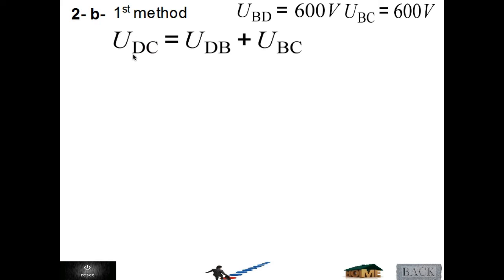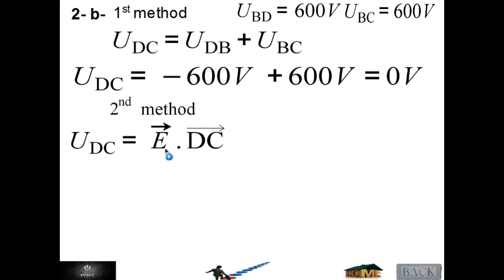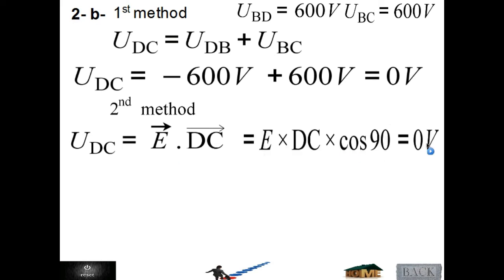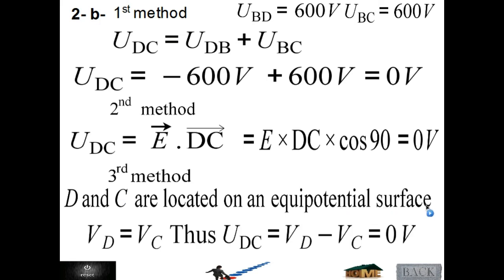So first method, UDC equals UDB plus UBC. UDB is minus 600 since it is opposite to BD, and UBC is also 600, so minus 600 plus 600 equals 0 volt. Second method, UDC equals E dot DC, meaning E times DC times cosine 90, which is also 0 since cosine 90 is 0. The third method, we can say that D and C are located on an equipotential surface. So VD equals VC, electric potential of D equals electric potential of C. Thus the potential difference between D and C is VD minus VC equals 0 volt.